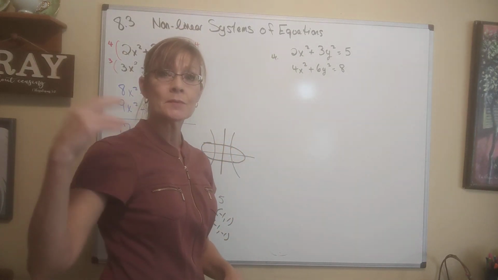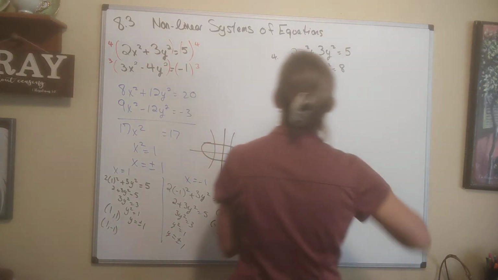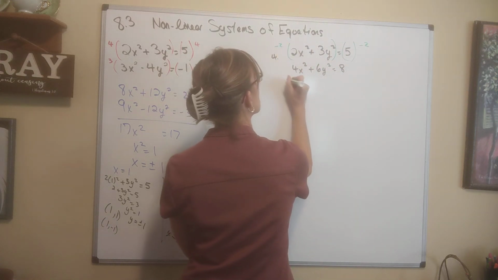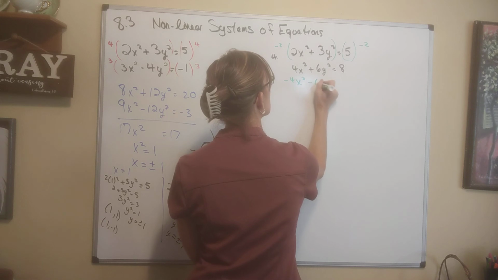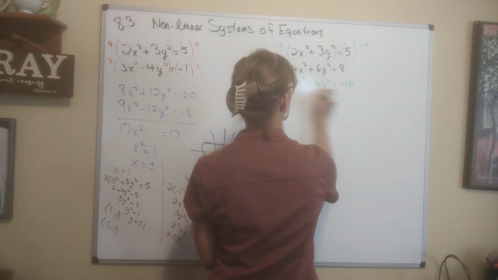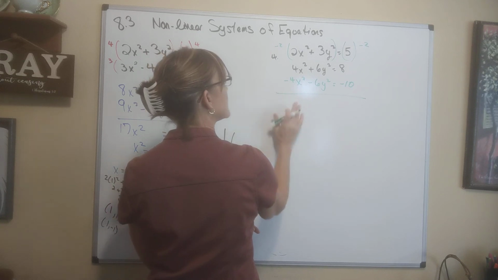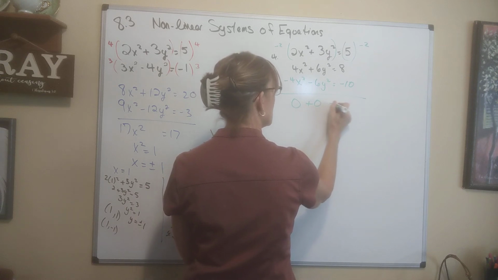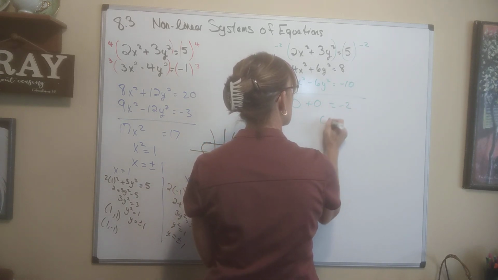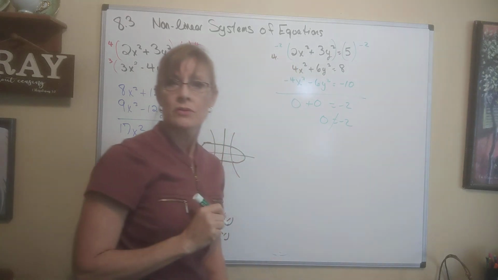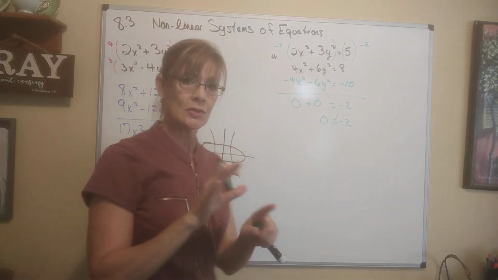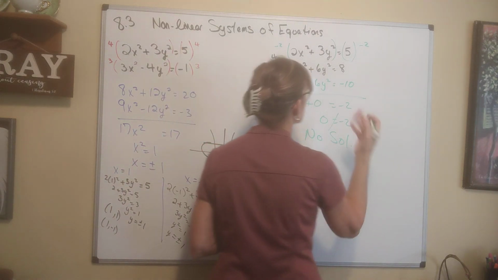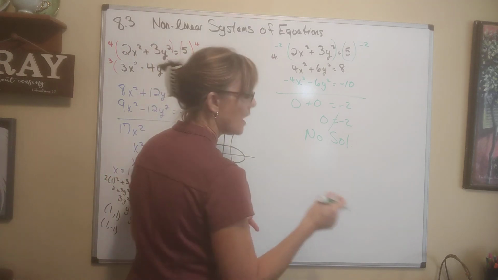I'll multiply the top equation by -2 on both sides. And what that gives me is -4x squared minus 6y squared is equal to -10. So let's add these. 4 plus negative 4 is 0. Okay. 6 minus 6y squared is 0. 8 plus negative 10 is negative 2, and I get 0 is negative 2, and that's not the truth. And so what that's telling me is that there's no solution here. There's no place where these two graphs intersect. There's no solution.